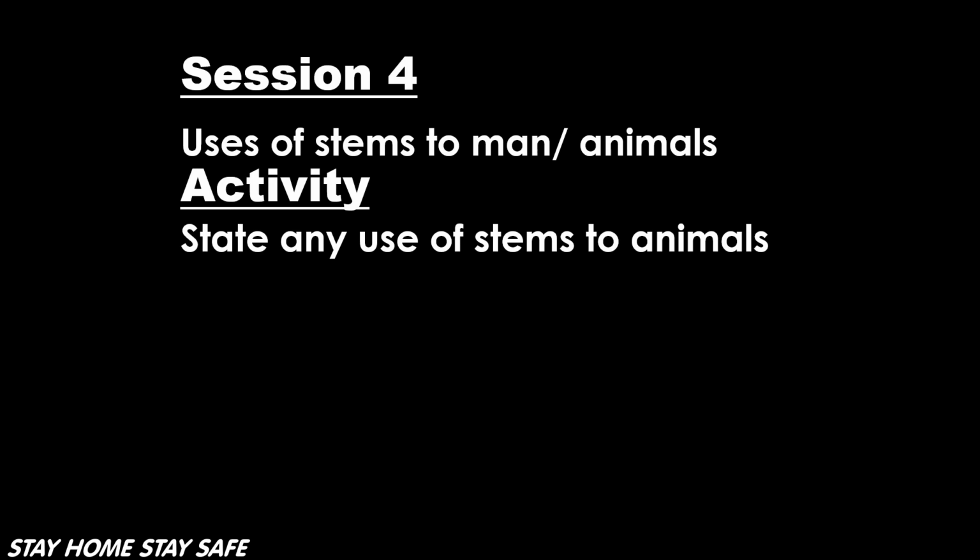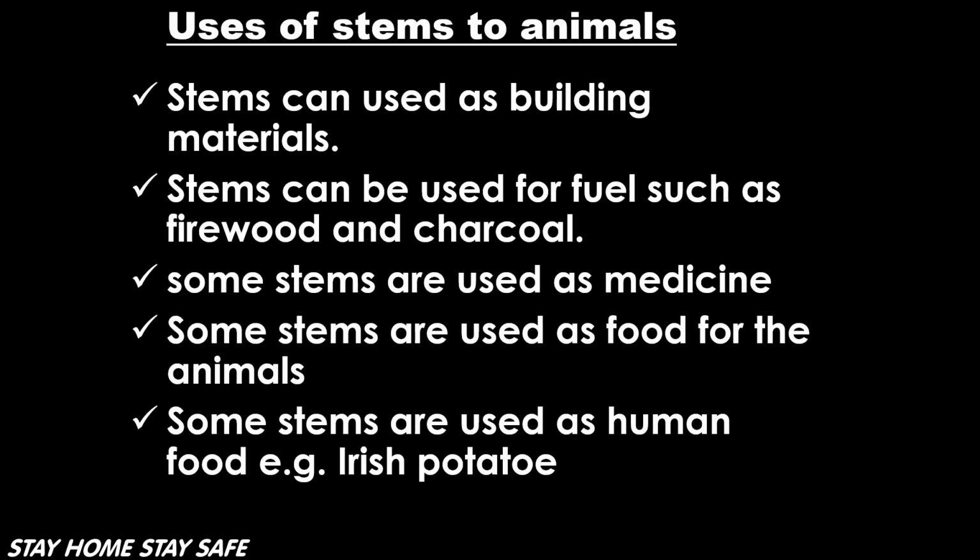Last time we saw for the roots and saw what roots do for us. Now this time we are looking at the stem. Can we make use of the stems? Yes. How are they useful? Let's go through this. Stem can be used as building materials. The trees are going to be cut into several pieces of timber, which are used for building houses and so on. 2, stem can be used for fuel such as firewood and charcoal.